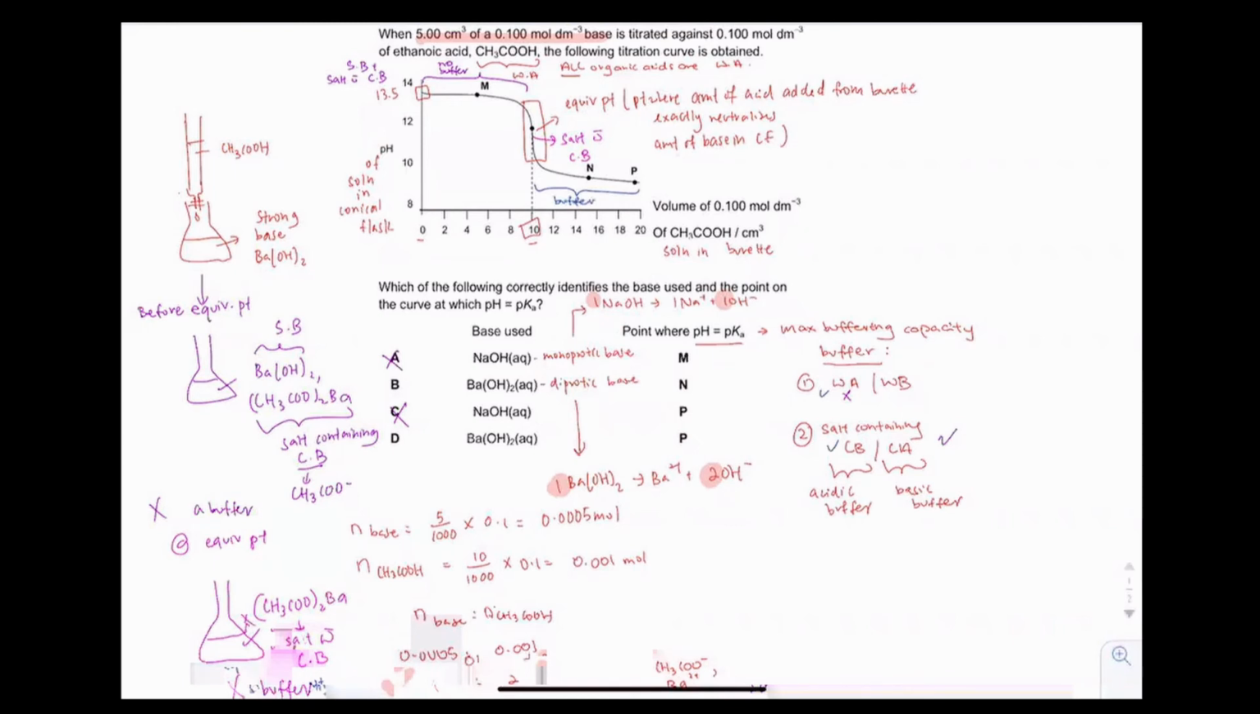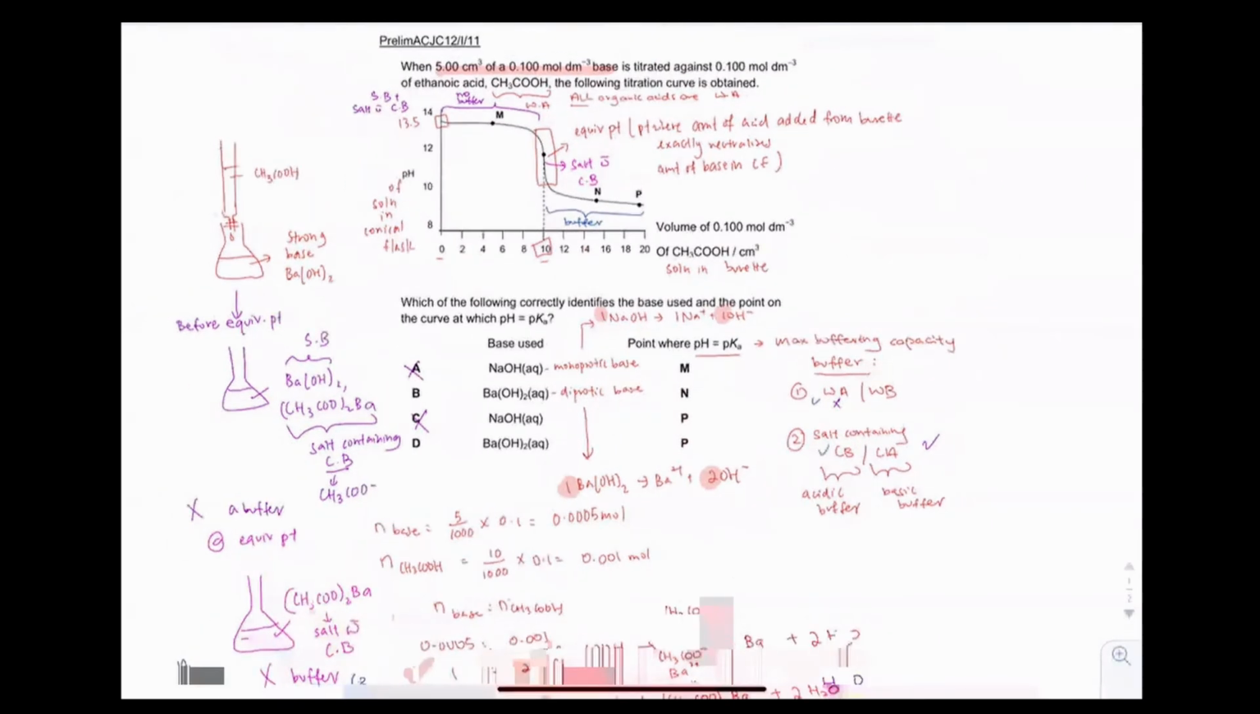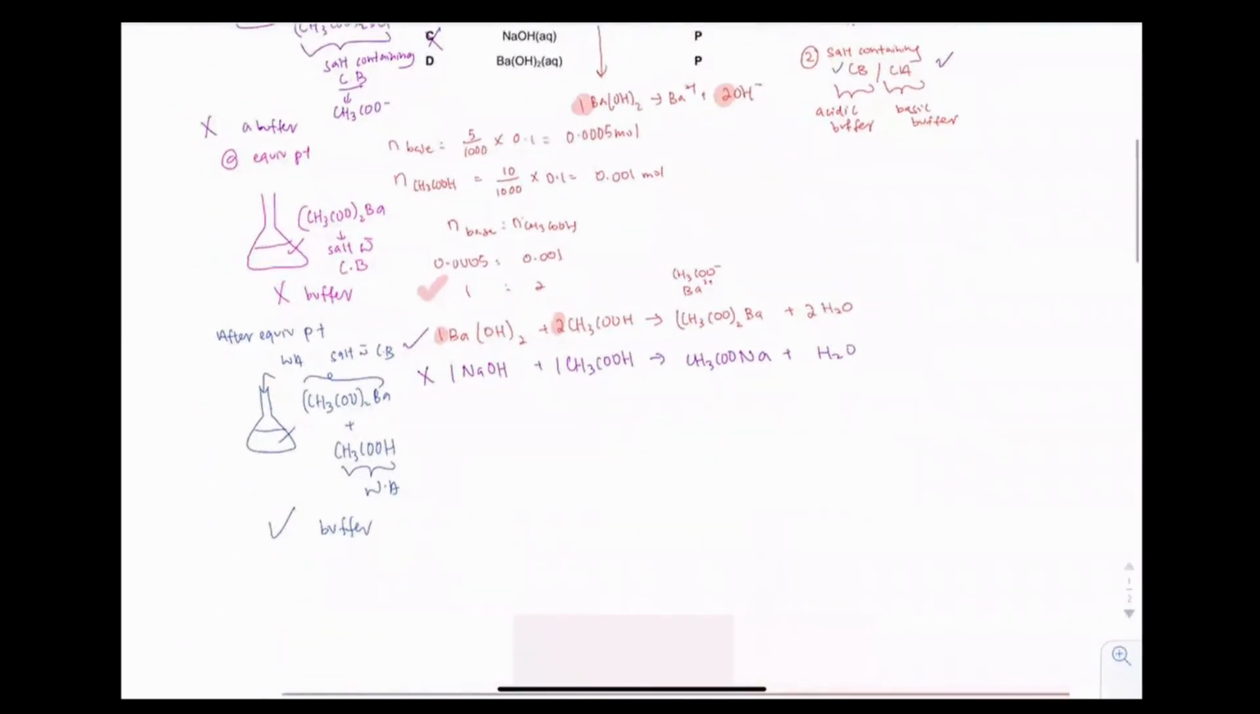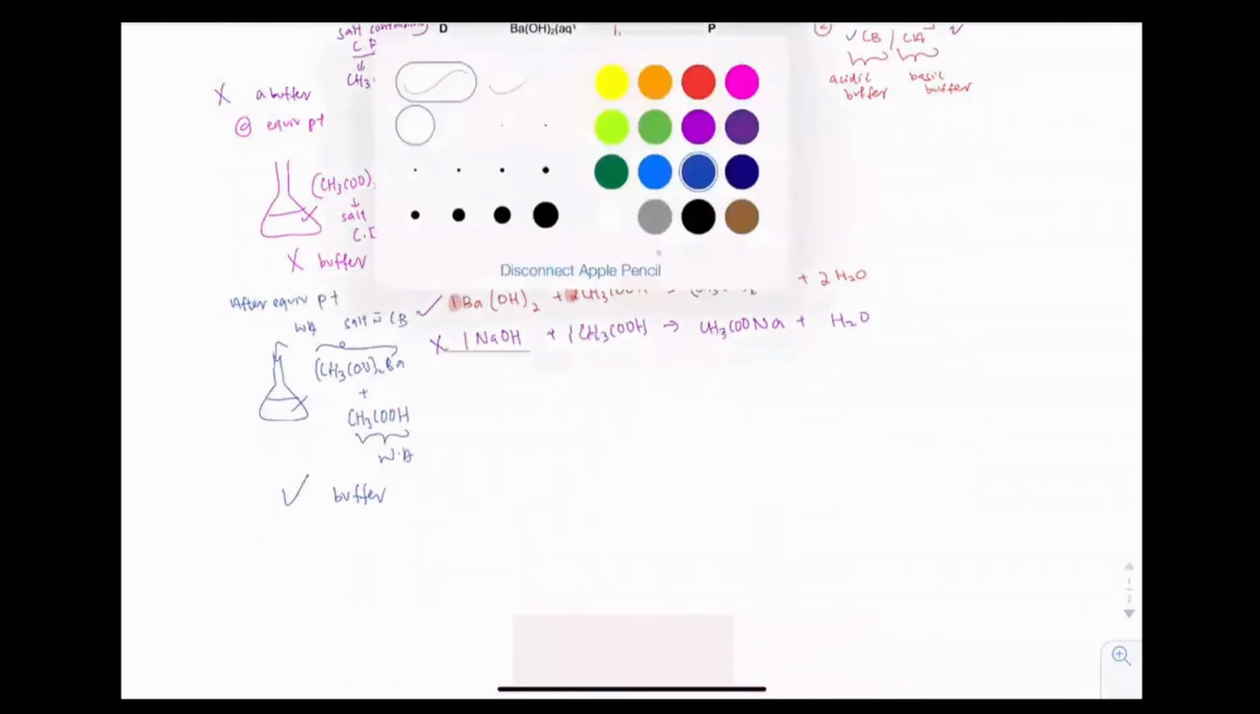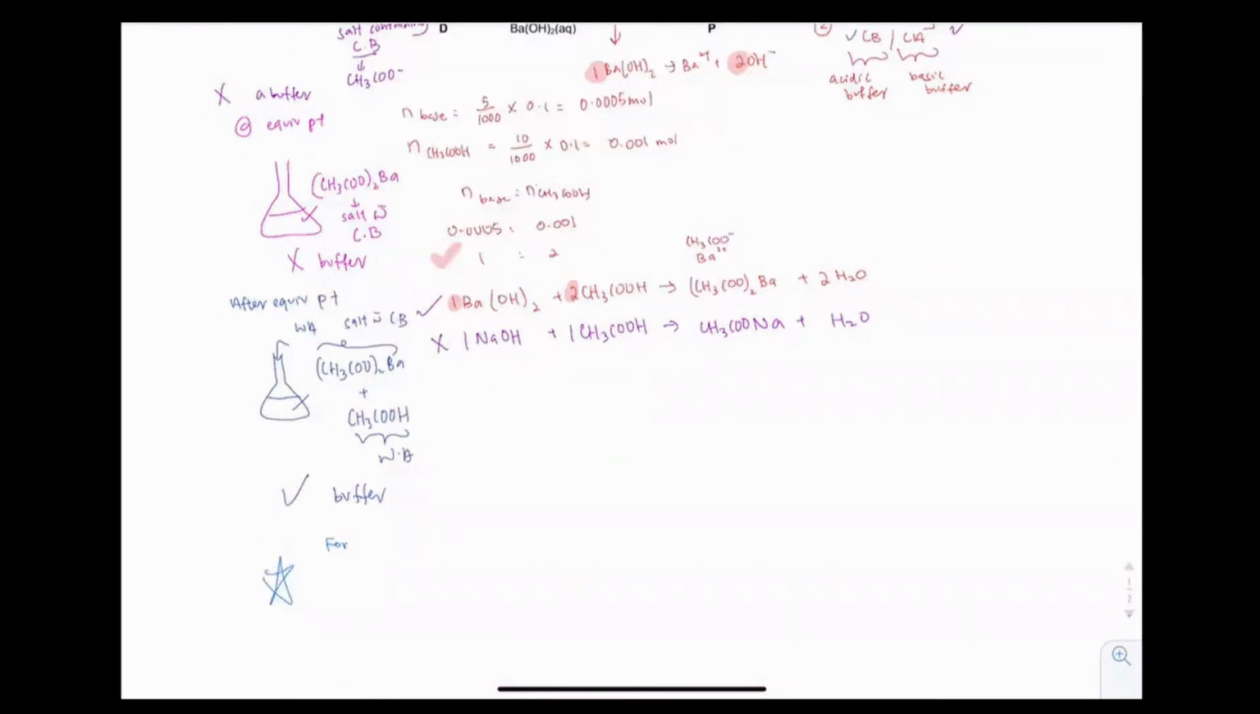Okay, so then the next question is, where is max buffering capacity? So for this kind of question, whereby the buffer is present after equivalence point, take note that, again, I want to emphasize that this is for titration curves with buffer after equivalence point. The volume of max buffering capacity equals 2 times the volume required at equivalence point.